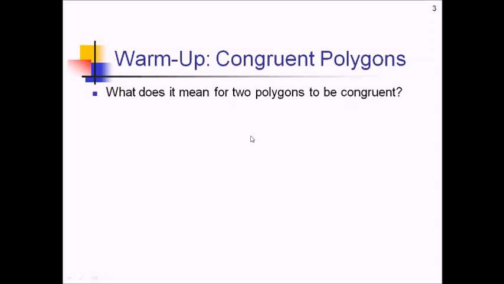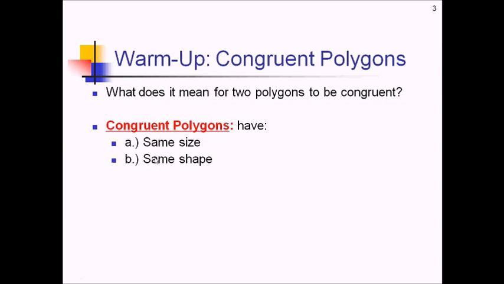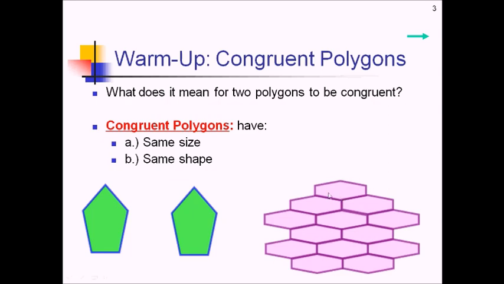For the warm-up on this one, what does it mean for two polygons to be congruent? All right, let's see what we came up with. So congruent polygons have two things going on: the same size and the same shape. So for example, these two pentagons here, or all of these different hexagons, same size and same shape.